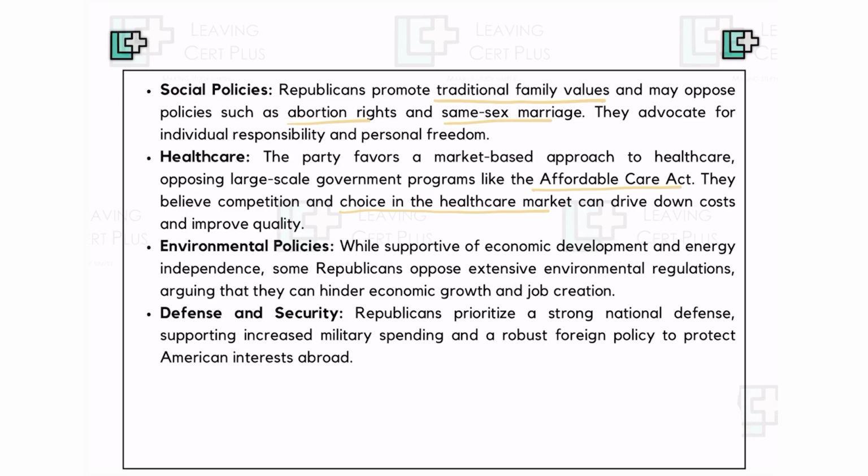So quite different. They're also, I suppose, supportive of economic development and energy independence, but they don't particularly like the idea that we should only focus on renewable energy, etc. Okay. They also prioritize a strong national defense and are happy enough with increased military spending. Again, quite different to the Democrats. Okay. So Republicans and Democrats, there are a number of key differences, mainly in the areas of healthcare and social policy.